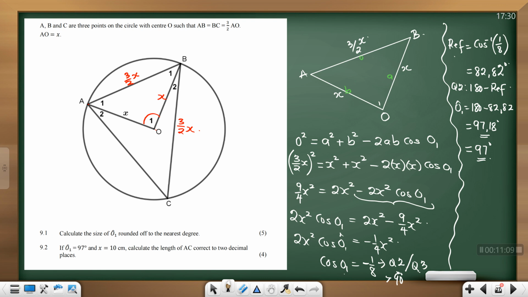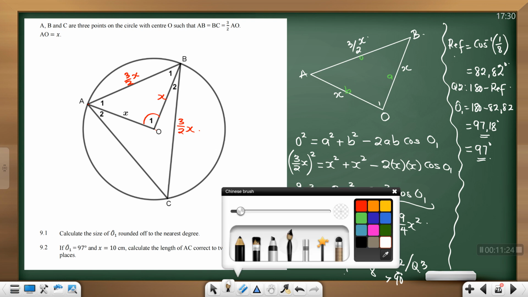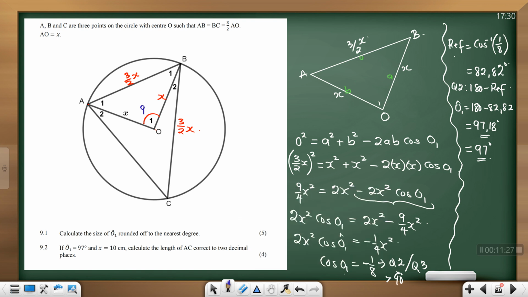9.2. If O1 is 97 and x is 10, calculate the length of AC. O1 is 97. What are we looking for? Length of AC. Let's analyze. I'm going to help you with this because we're not here today. This is 97 degrees. Automatically, I know what my A1 would be and my B1, but that's not important. Let's see what we need to do. We are looking for AC. What do we know?